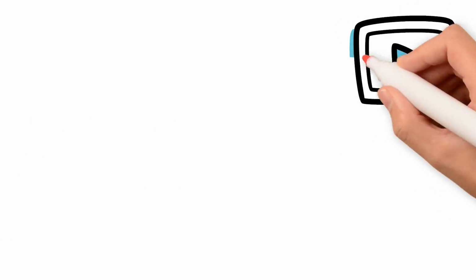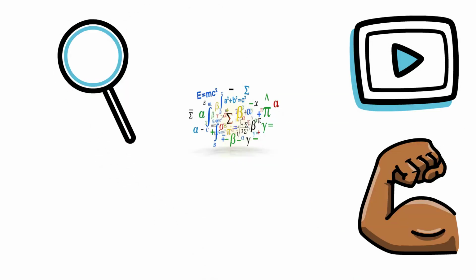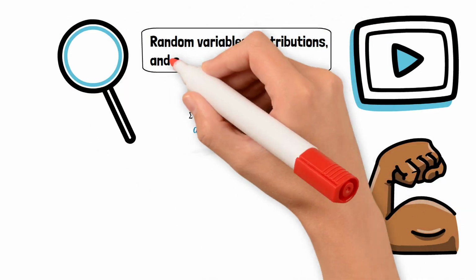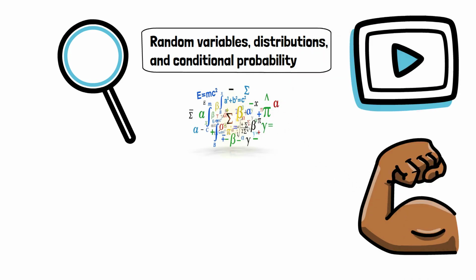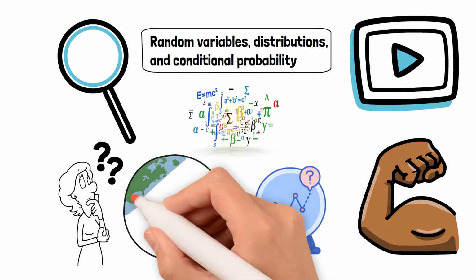In our next episode, we'll move into another powerful pillar of modern mathematics, probability theory. We'll explore random variables, distributions, and conditional probability, the tools that let us deal with uncertainty, make predictions, and understand data in the real world.